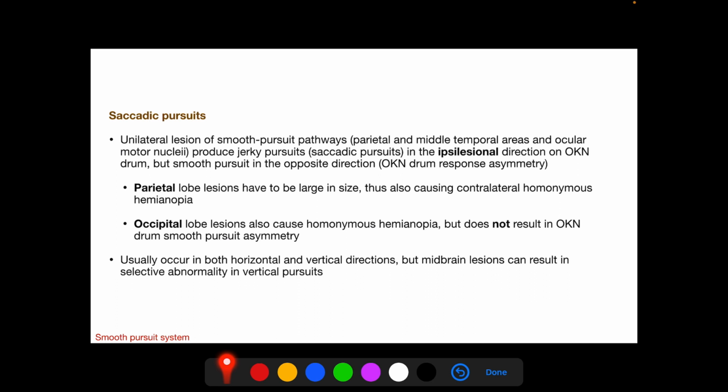Now, saccadic pursuits, when they occur, are usually found in both the horizontal and the vertical directions. But sometimes midbrain lesions can result in selective abnormality in vertical pursuits.